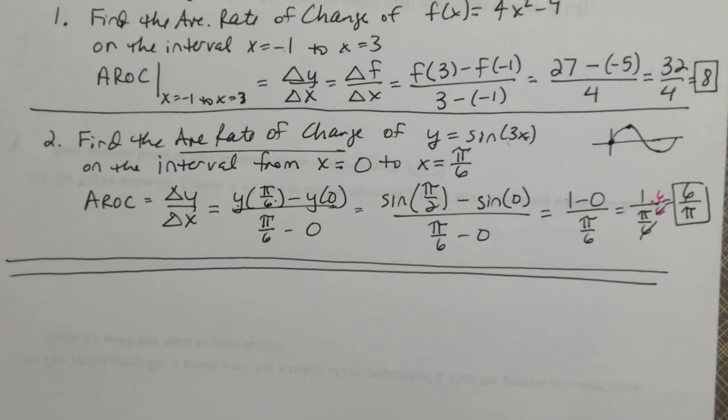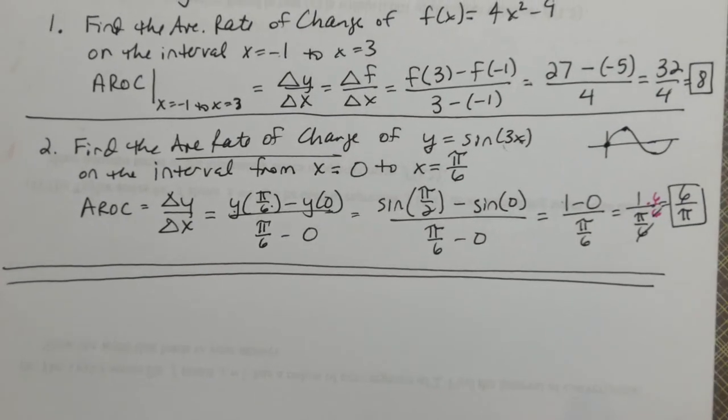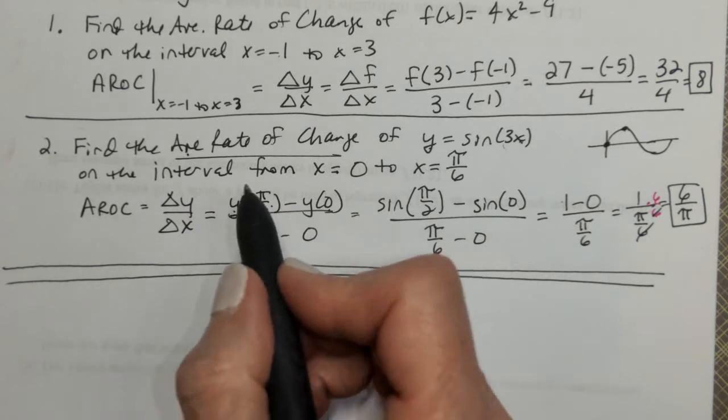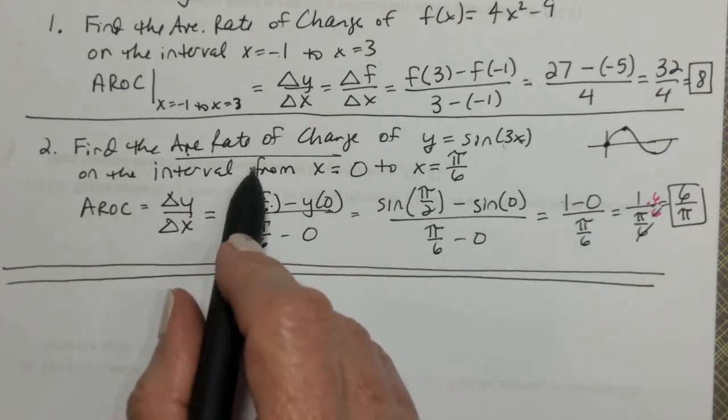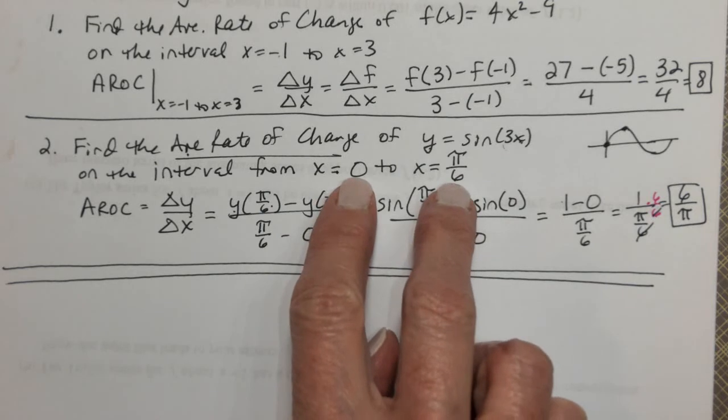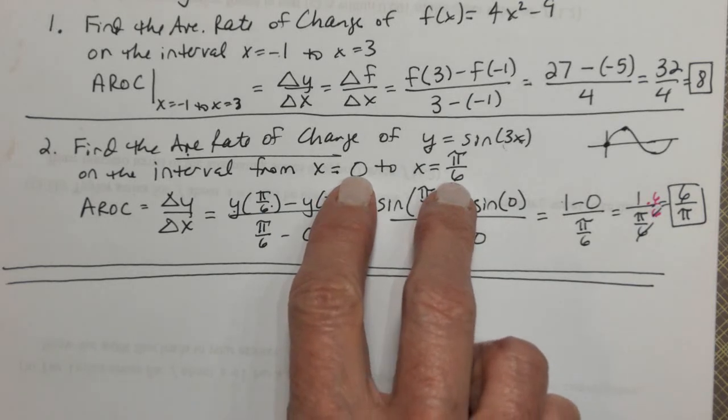Now what we're going to be talking about, we'd like to develop instant rate of change. That's average rate of change. We want instant rate of change. Instant rate of change is not going to be over a range of values. Instant rate of change is going to be the slope right at a single x value.